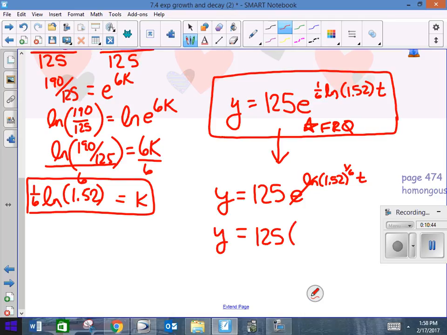And what does the rest of it look like? 1.52 to the 1/6, and the t is up here. Now, I wouldn't do that unless you were looking for a multiple choice answer that this wasn't here. I would just leave it alone like that. Even if you want to do it like this, that's totally fine. So don't spend a lot of time simplifying that. So that's your mathematical model.